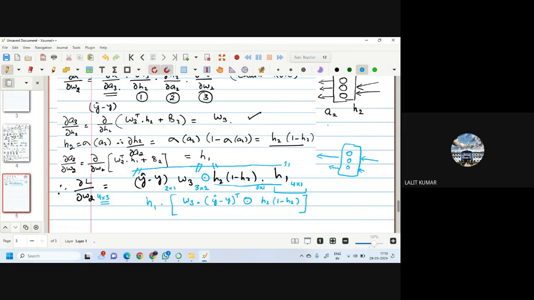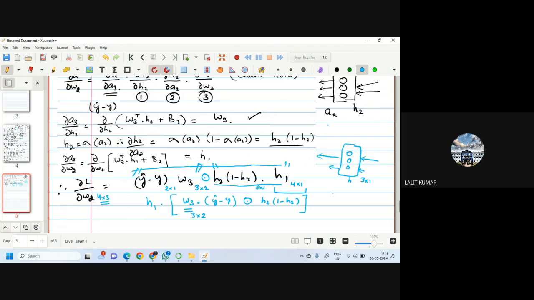3 into 1. So how do we get 3 into 1 size? We can do W3: if we multiply by W3, which is 3 into 2, and then by 2 into 1, only then will we get it. But there is also an H2 into 1 minus H2, right? H2 and 1 minus H2 are the same size, 3 into 1.